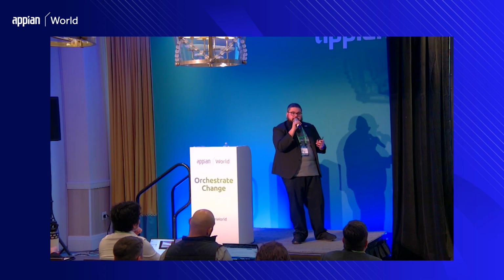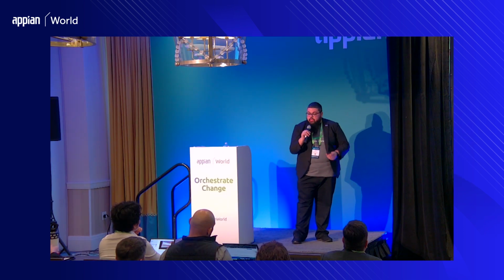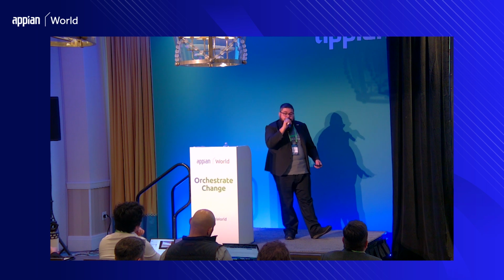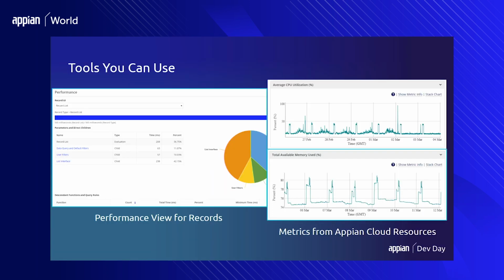Find those pesky bottlenecks, figure out what's going wrong. You're going to need a lot of logs to go through this and a lot of investigation tools. Let's talk about them. So, right off the bat, designers in Appian can utilize what's known as the performance view. This gives you a high-level idea of how your interfaces, your expression rules, and even your records are doing.